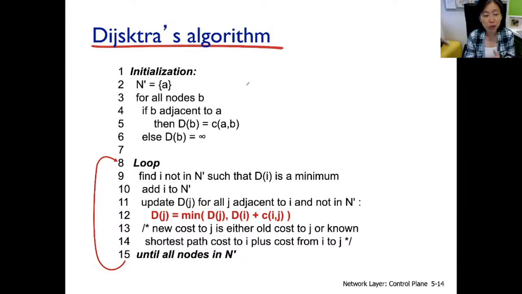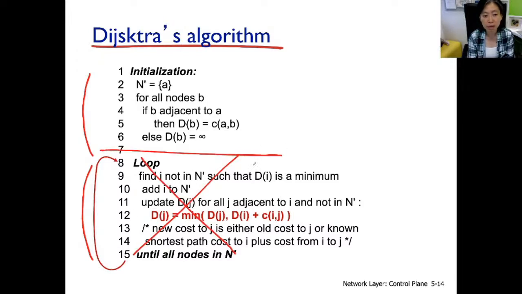So here's the pseudocode of the Dijkstra algorithm. There are two phases, the initialization phase and the looping phase. The looping phase looks really complicated, so let's not worry about that part yet and focus on the easier part, the initialization phase. What we're doing first is to initialize N prime, the set of nodes we know already the best route to, and we're including A.